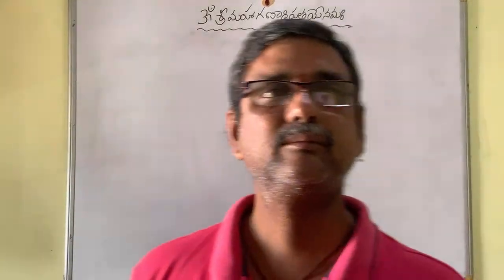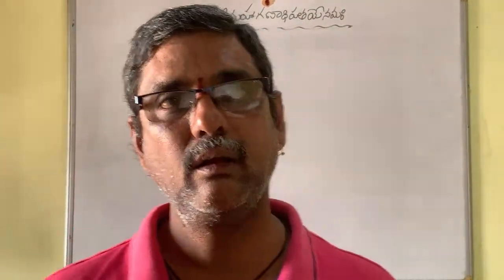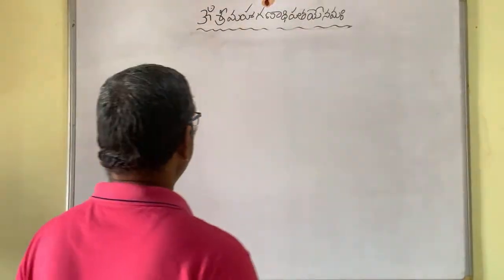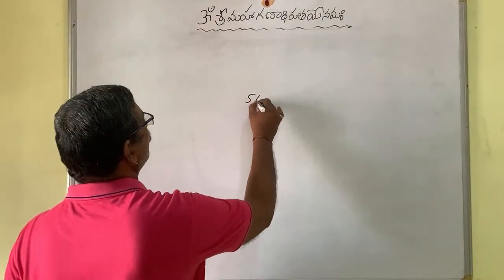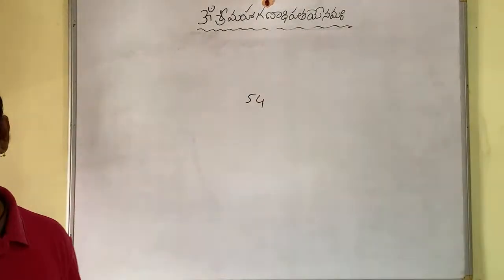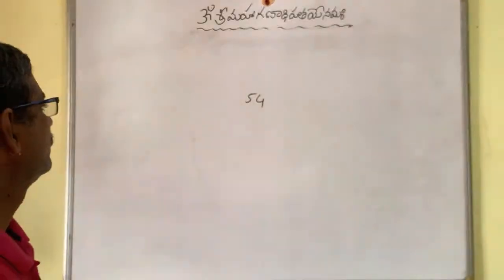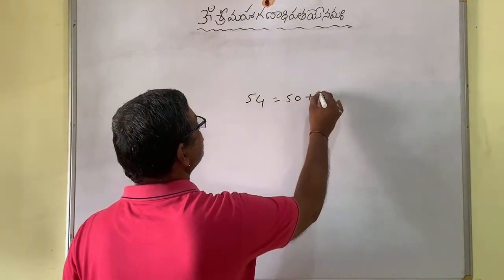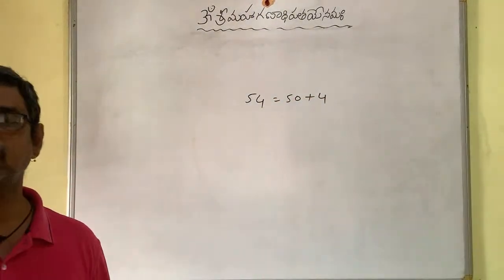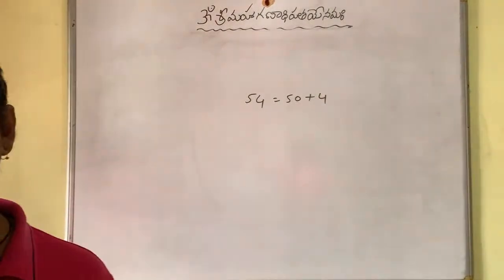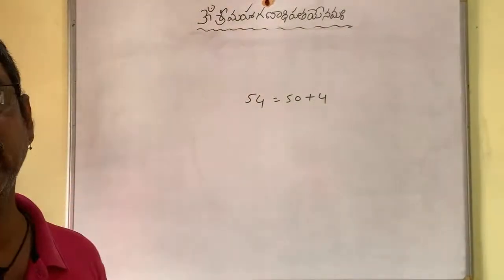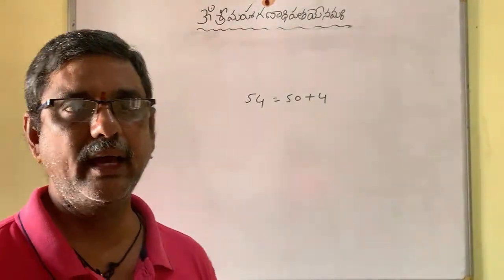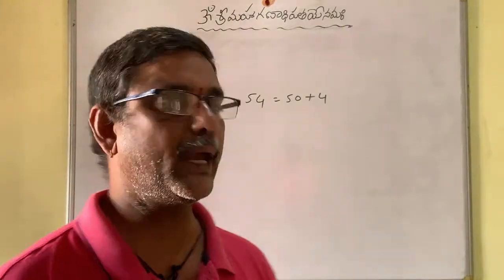Okay. Two-digit number. See, I am considering a two-digit number, 54, for example. Its expanded form is 50 plus 4. It was told to us when we were in class 4 and 5. Expanded form of numbers.